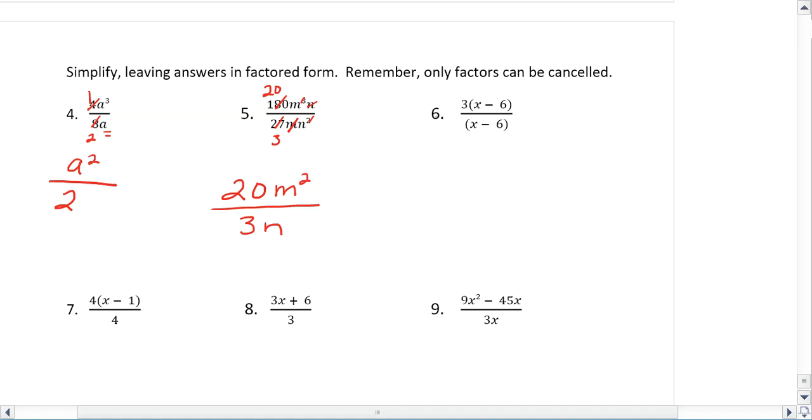Number 6, we have the number 3 times a factor x minus 6 over a factor x minus 6. Now remember, only factors can be canceled. You either cancel the entire binomial or you leave it alone. So this entire x minus 6 divides out this entire x minus 6, and we are left with 3. Likewise, in example 7, we can only cancel factors. So this factor of 4 divides away this factor of 4, and we're left with x minus 1.